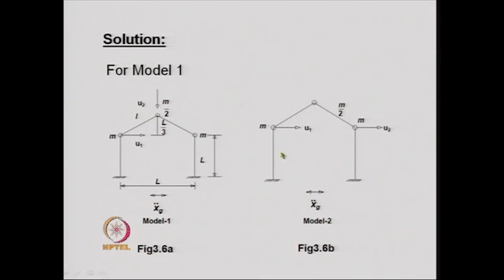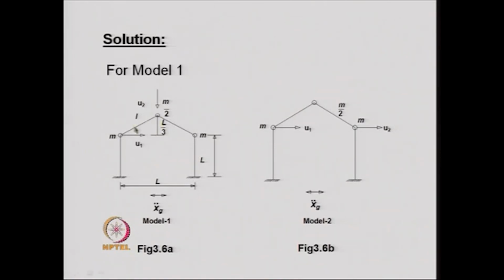Here in model 2 we choose the degrees of freedom as U1 and U2. So, they have two degrees of freedom because we assume that all the members are inextensible, and in order to maintain the inextensibility we have only 2 degrees of freedom here. For example, if we wish to give a movement here, then automatically this one should move in the horizontal direction, otherwise the member will undergo a change in length.